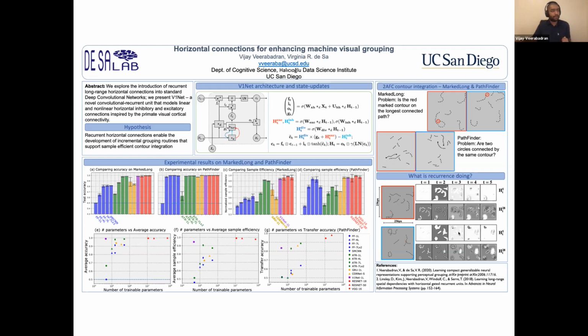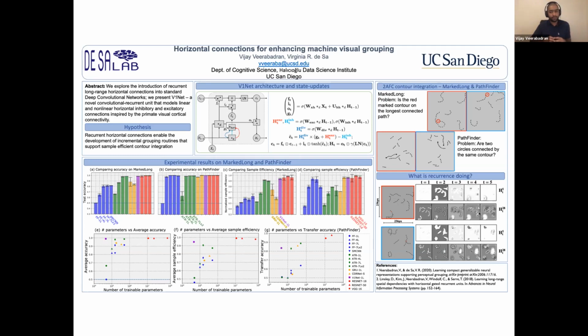And the top row hidden unit was grouping the longest path and the marked path into two different groups, as you can see, with this dark patch and this bright patch, respectively. So once we looked into what the V1net horizontal connections were doing, it was also creating these really neatly interpretable solutions that are natural to humans as well for these grouping problems.